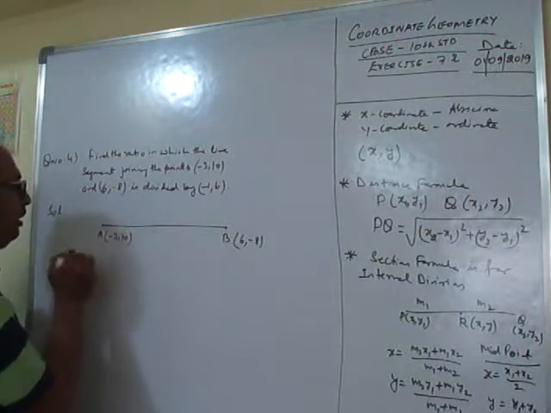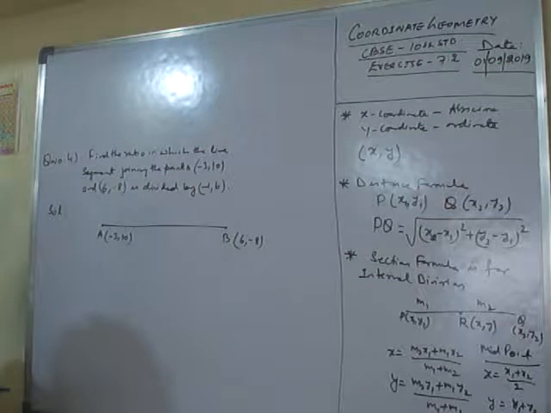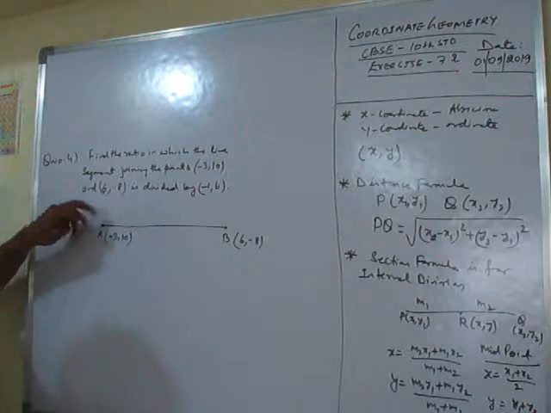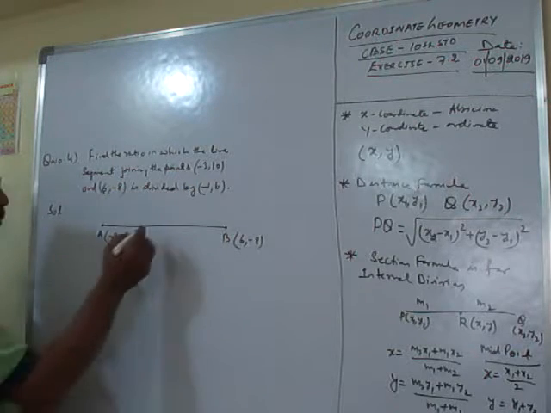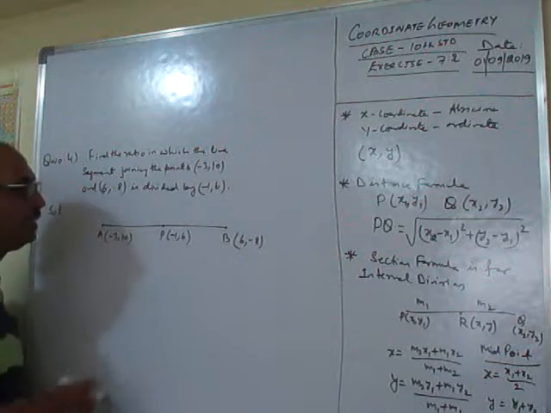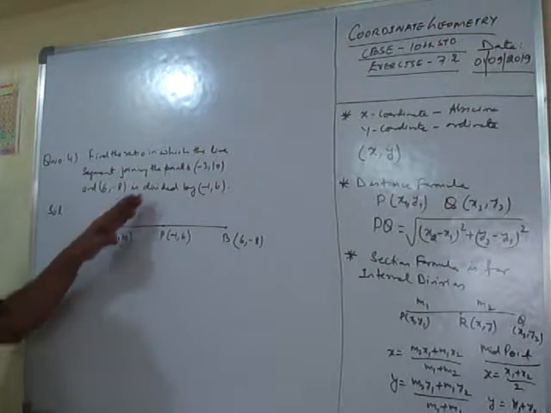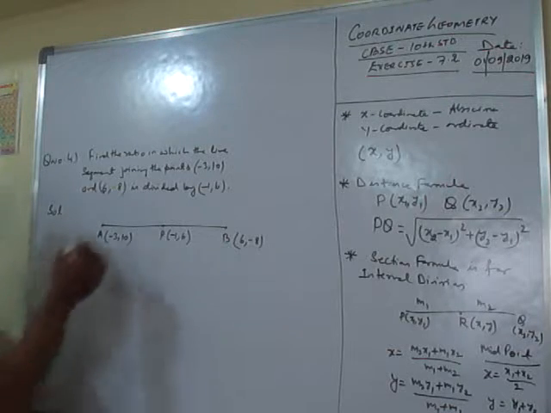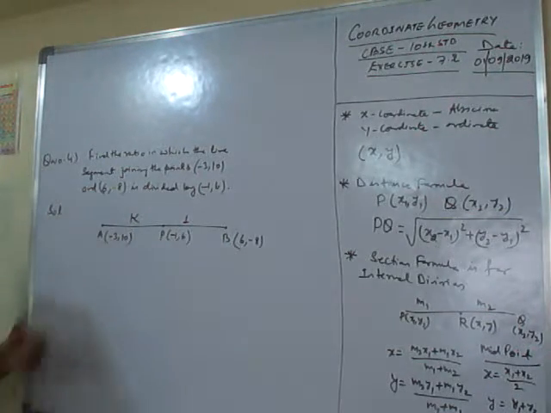So we are given the coordinate of A, and we are given the coordinate of B. So a line AB is there. It is being divided at a point P, which has coordinates -1 and 6. This point P is dividing the line in some ratio, and we will take that ratio as k:1.